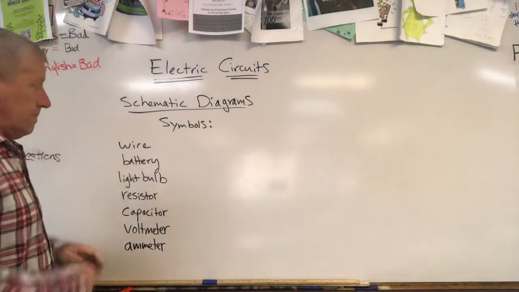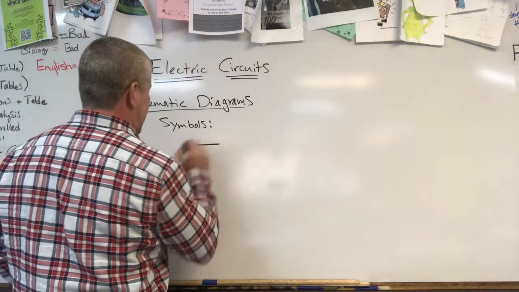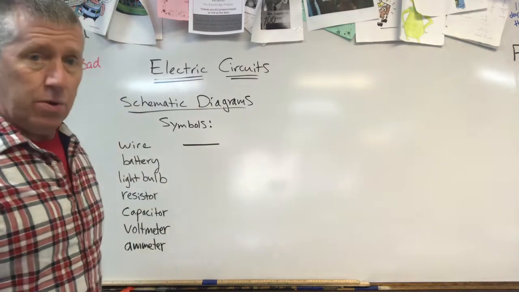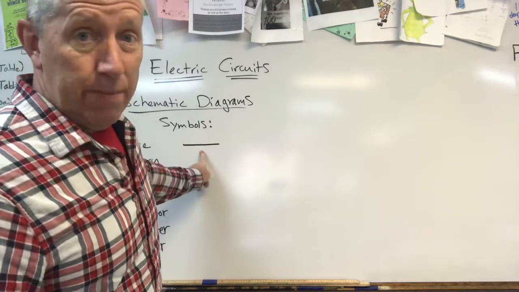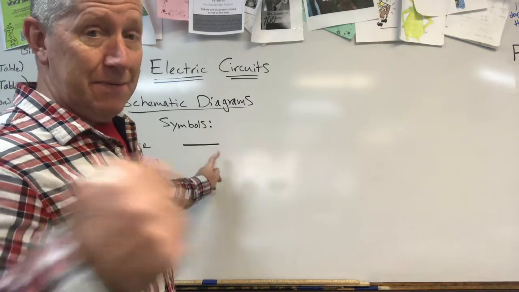So, wire, pretty simple. The wire is a straight line. Line, okay, with me? Line. You know what? If you have a whole bunch of those, you would have a whole bunch of lines. That would be a pride of lines. A pride of lines.